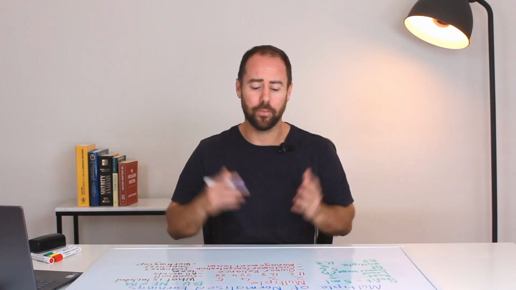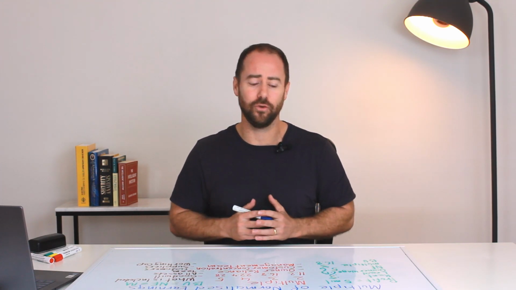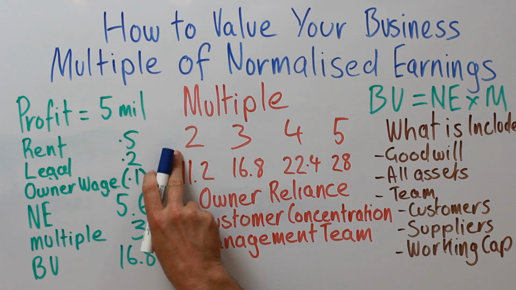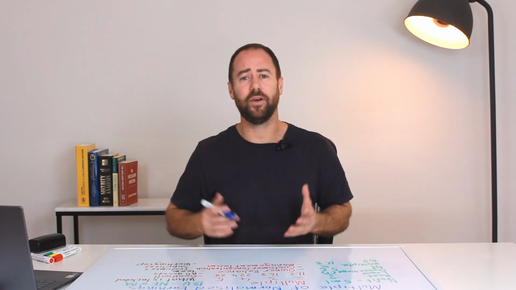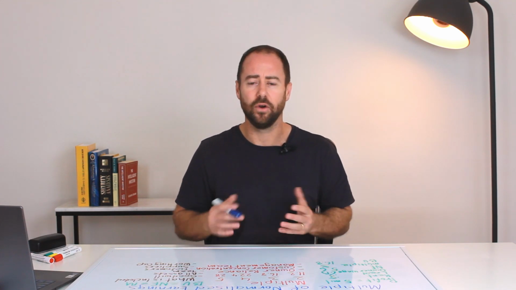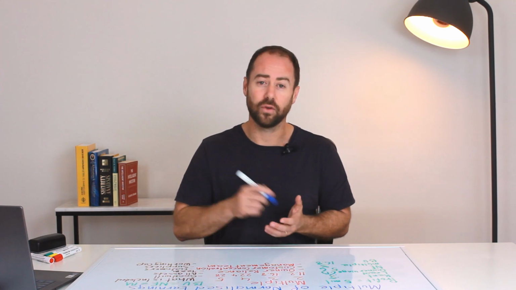Okay, and so we're wrapping up. We've learned a great formula of how to value your business. It's your profit times by a multiple. And a multiple is a function of how risky your business is, or as I say it, it's a function of how good your business is.